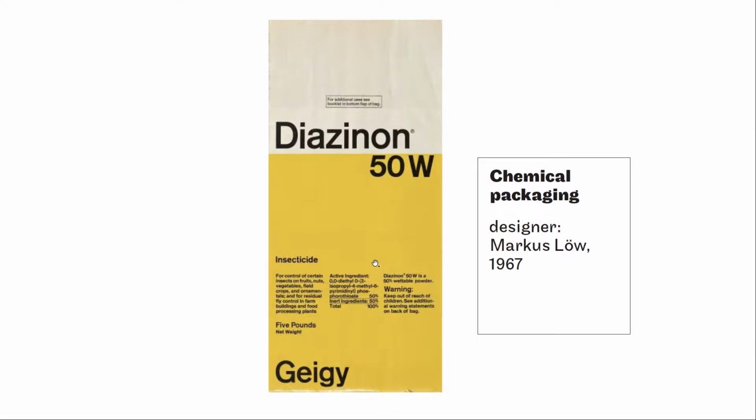And I love this one. It's just pest insecticide packaging. Totally about hierarchy. Diazinon, 50, whatever W is. Oh, wettable. And Gaiji. And then this stuff is just broken up. And then it's just heightened with one simple thing, that line, which also is probably like a slight metaphor to the idea of spraying the ground with something.